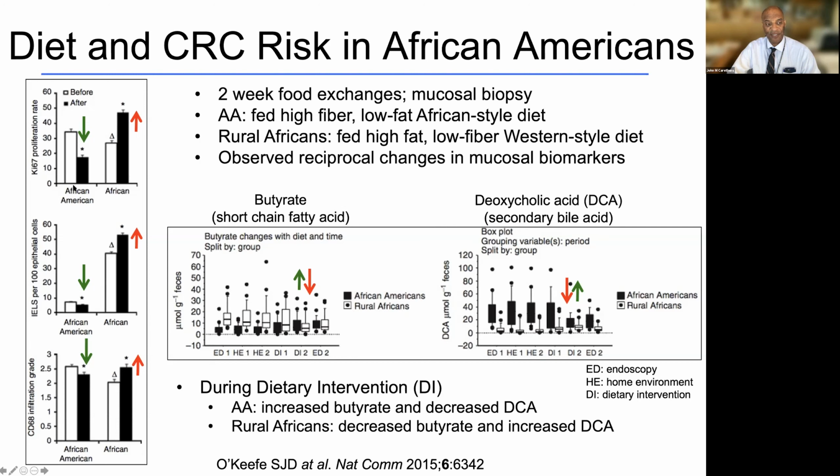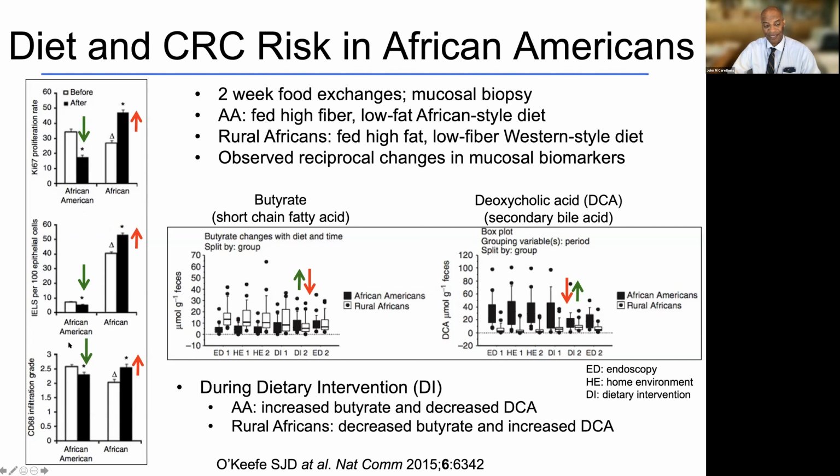If you look on the left here, Ki67 stands for the proliferation of the colonic cells. More proliferation would mean higher risk for mutation and subsequent growth. And you can see the African Americans who switched to the rural African diet had half the rate of proliferation compared to before the diet exchange. And Africans on the westernized diet had double the rate of proliferation. In the bottom 2 bar graphs here, it shows the level of intraepithelial lymphocytes and CD68 inflammatory markers.